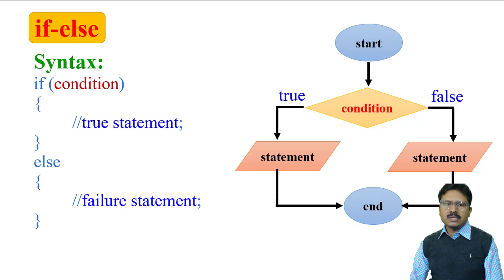Next, coming to the if else statement. This is the flowchart of the if else statement. Some condition will be there. If the condition is satisfied, meaning the condition gives a true result or logic 1, then this statement will be executed and ultimately it will come to the end. If the condition is not satisfied, meaning the condition provides a logic 0 result or false, then another statement will be executed and ultimately it will come out of the program.